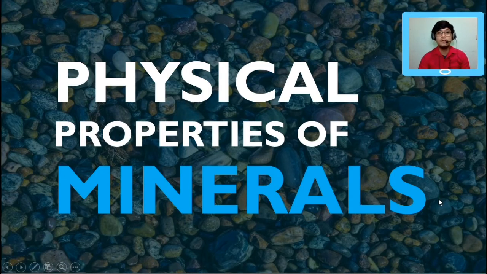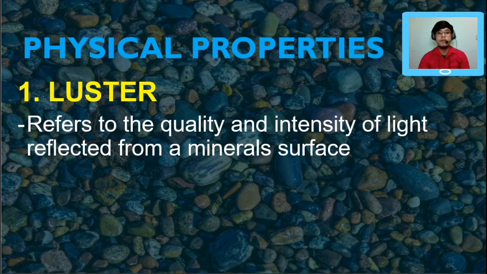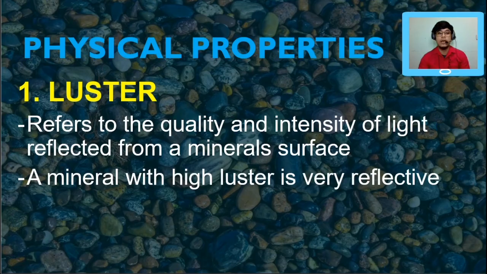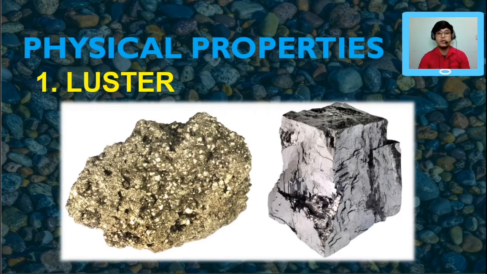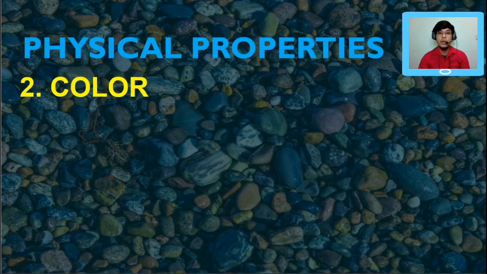When we say physical properties of minerals, these are properties that pertain to the physical appearance or attributes of a specific mineral. There are actually 13 physical properties of minerals. What are these? First, we have luster. Luster refers to the quality and intensity of light that is reflected from the mineral's surface. A mineral with high luster is said to be very reflective. Take note that luster can either be metallic or non-metallic. As long as it can reflect light on its surface, that is luster. Here we have a picture showing a mineral exhibiting luster. Second property, we have color.